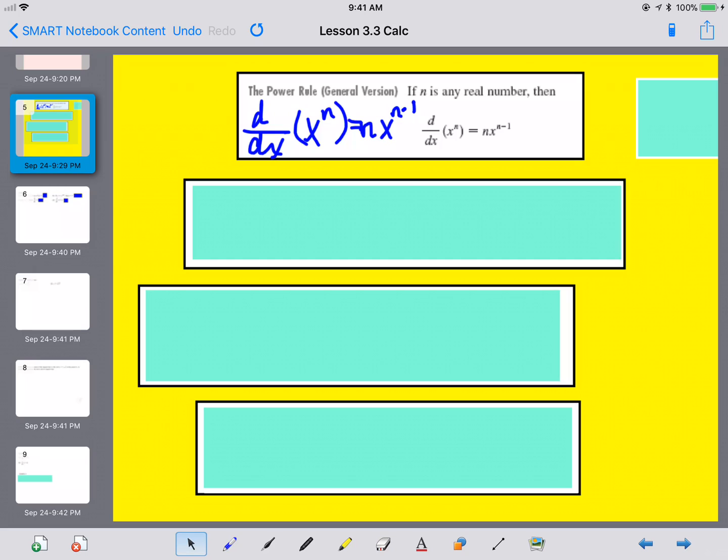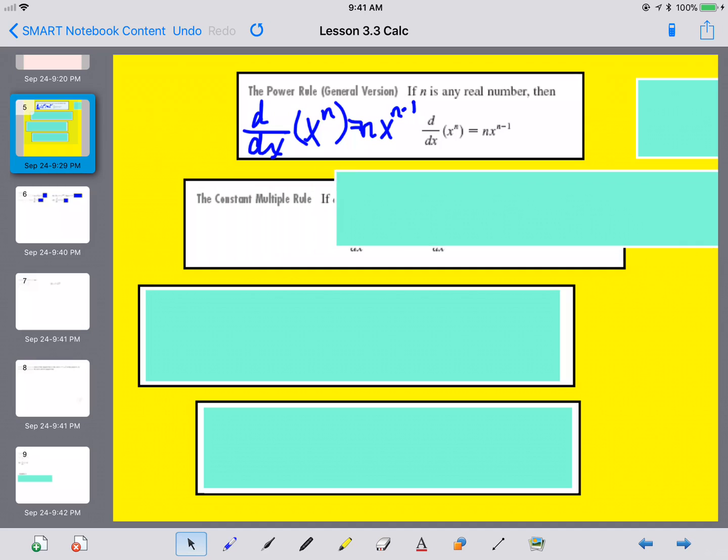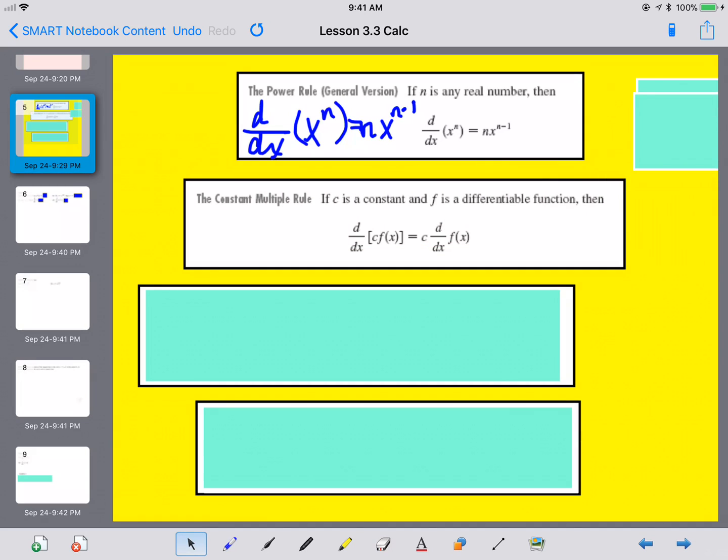And that occurs when our power is any number, whether it's a fractional power, a negative power, or a positive power, it doesn't matter. It always drops down in front, and then the power goes down by 1. Now, this just allows us, if we have a constant, to pull that constant out in front. So a constant just goes along for the ride, and the derivative of a constant times a function is the same as the constant times the derivative of the function.